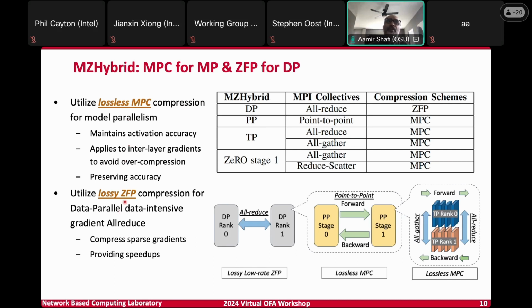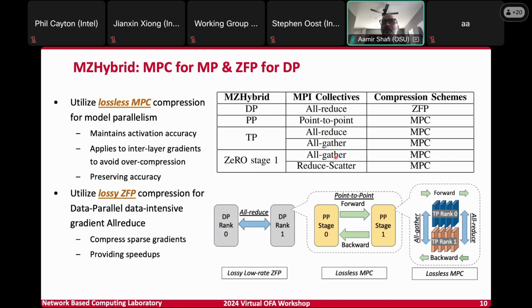which is significantly lower than lossy ZFP. So in this case, what we are doing is that for these different stages, for data parallelism we're using all reduce, for pipeline parallelism, point-to-point, and for tensor parallelism, all reduce and all gather.